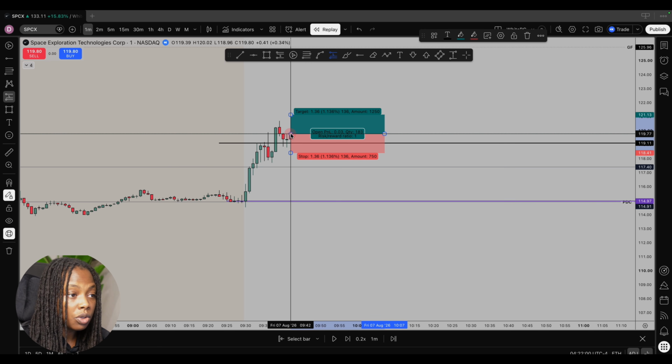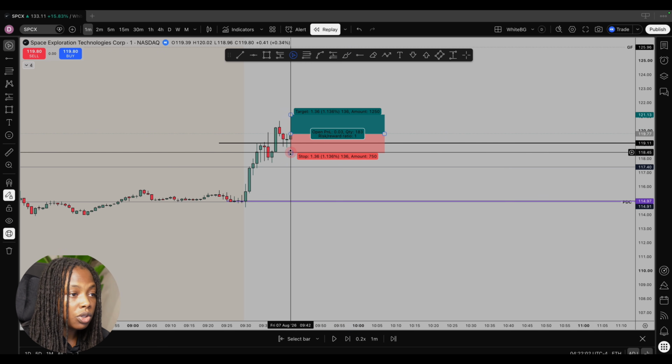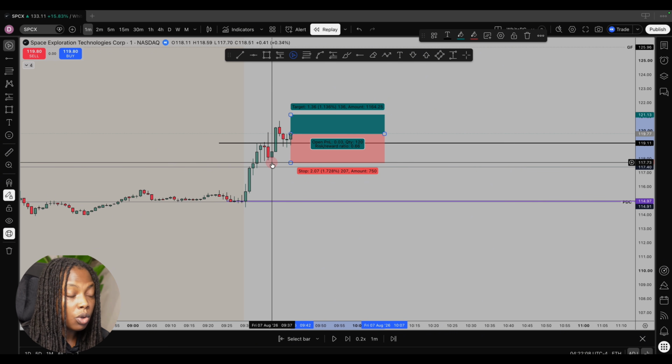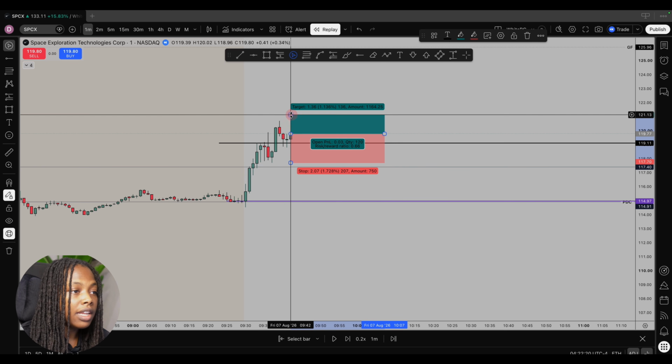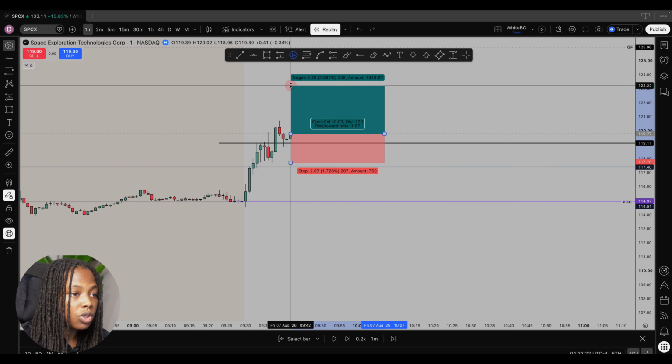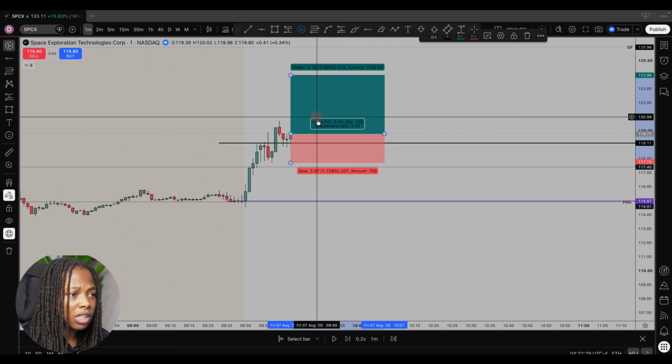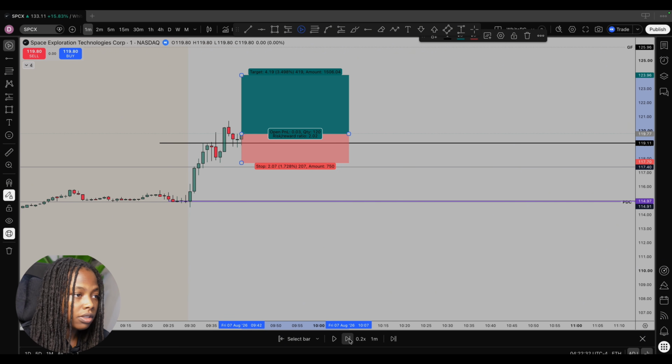Wait for the candle to close, of course, and our stop loss would be a break below this candle's low because of price action. That was a higher low that formed right there. So if price breaks that higher low, we'll be out of this trade, and then we can target a 1:2 risk to reward. And then I'm going to play it out and we're going to see what happens.